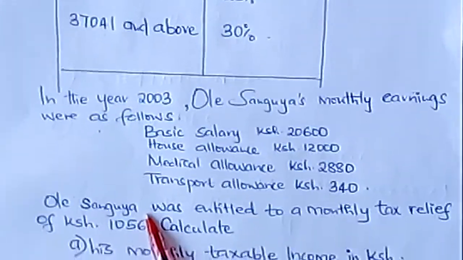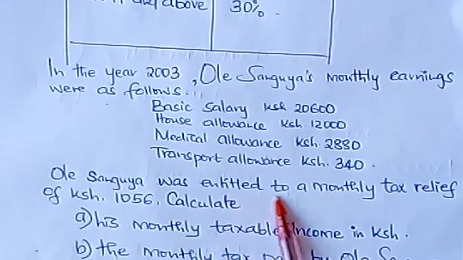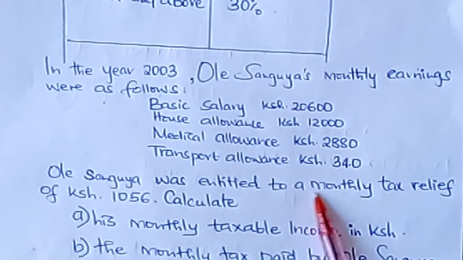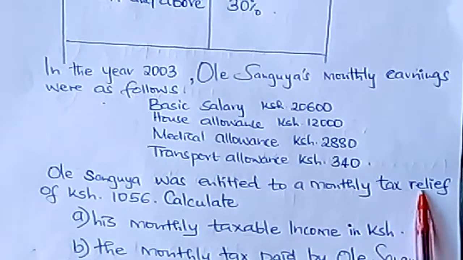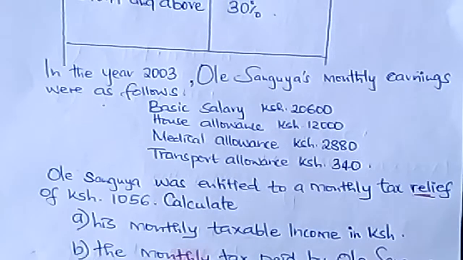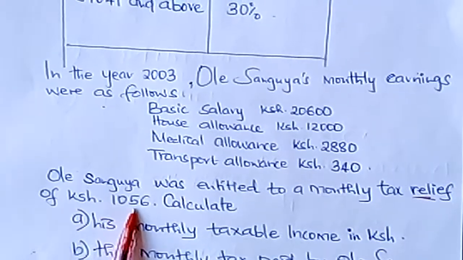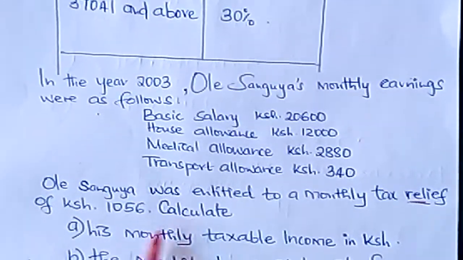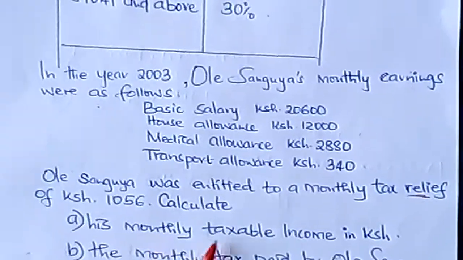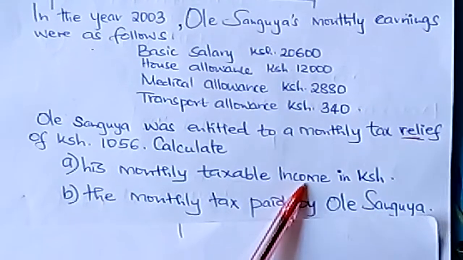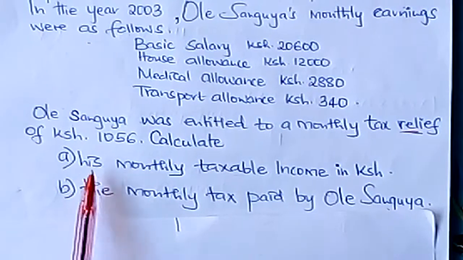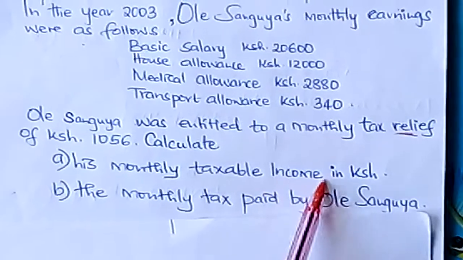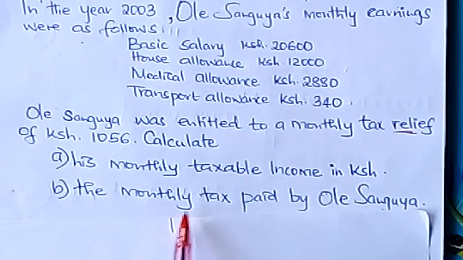Ole Saguya was entitled to a monthly tax relief of 1,056 Kenya shillings. Calculate A, his monthly taxable income in Kenya shillings.